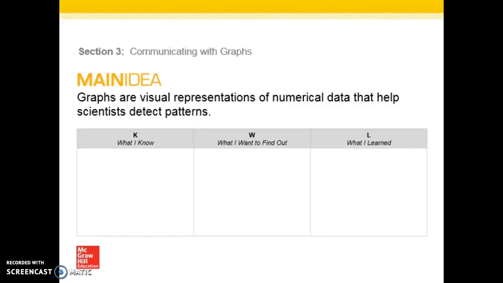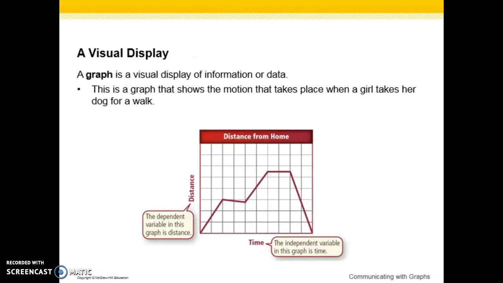For your notes in your composition notebook, you should be writing Chapter 1, Section 3, Communicating with Graphs. And the main idea for this section is graphs are visual representations of numerical data that help scientists detect patterns. A graph is a visual display of information or data. This is a graph that shows the motion that takes place when a girl takes her dog for a walk.